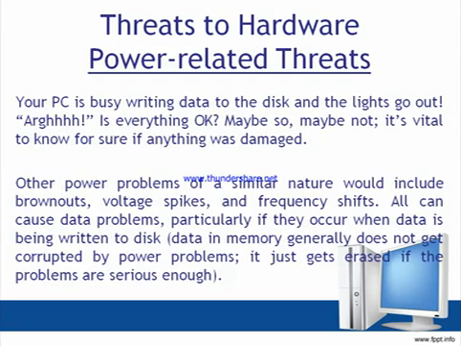Power-related threats. Your PC is busy writing data to the disk and the lights go out. Is everything okay? Maybe so, maybe not. It's vital to know for sure if anything was damaged. Other power problems of a similar nature would include brownouts, voltage spikes, and frequency shifts. All can cause data problems, particularly if they occur when data is being written to disk. Data in memory generally does not get corrupted by power problems. It just gets erased if the problems are serious enough.